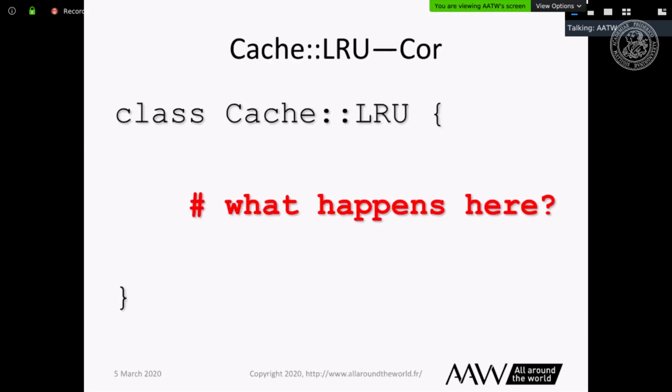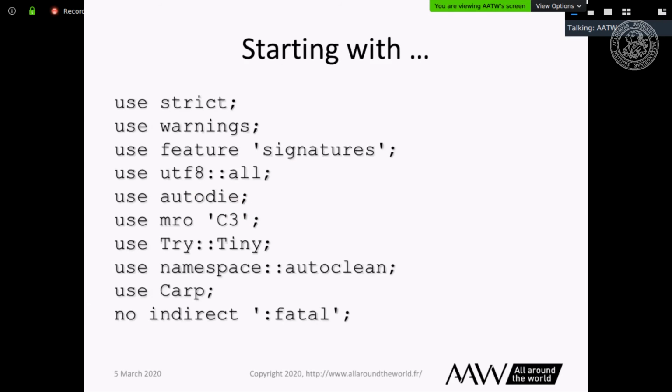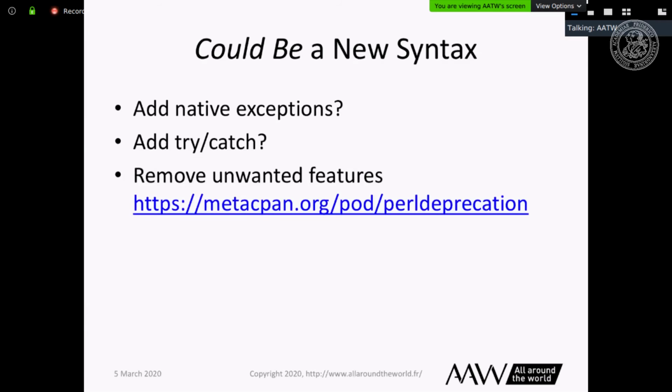So what happens there? Right in the center of cache LRU, inside of this postfix block. Some people don't want the postfix block, but it turns out this introduces a new scope, which is much easier to work with than a file-based scope. And because this is a currently illegal syntax, we can do anything we want to in there. For example, we could make all of these features or more the default. No more stricter warnings. You'll automatically get signatures. Indirect object calls, yeah, that's automatically fatal. We could possibly remove those from the lexicon. Who knows? Maybe we can add native exceptions. Maybe we can add try catch. Look at all the stuff that's deprecated, and it's not allowed inside of a class block.